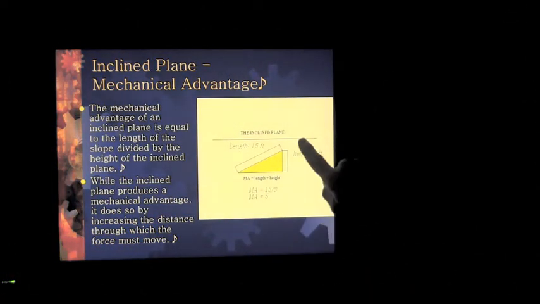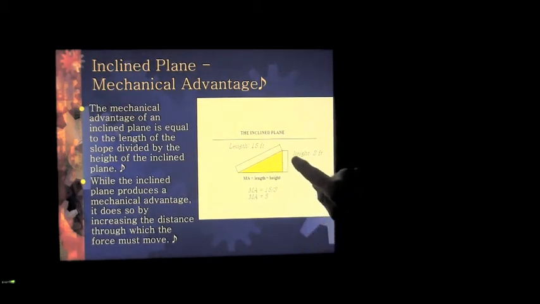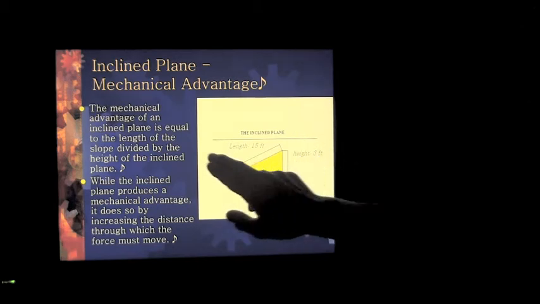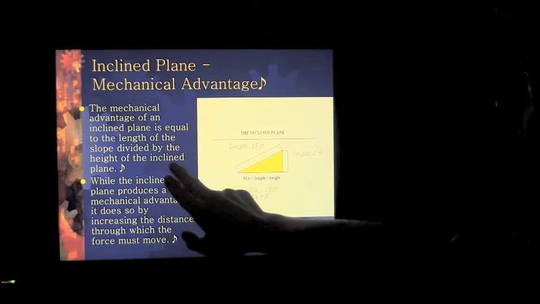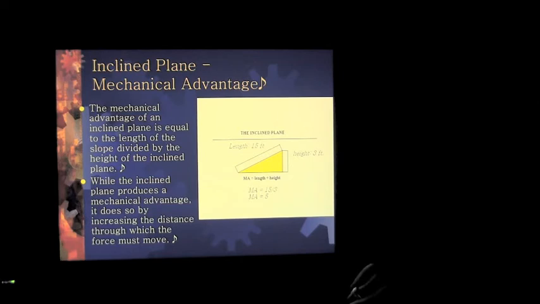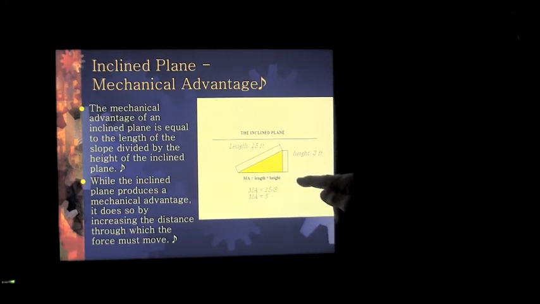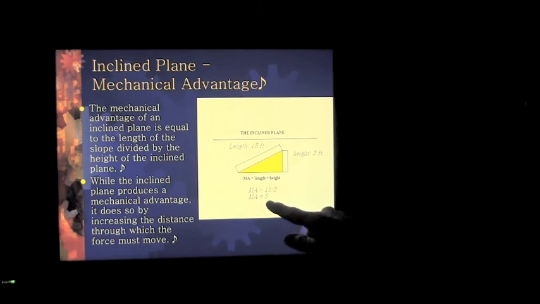So here we have an example of an inclined plane. This is the length, this is the height. The mechanical advantage of the inclined plane is equal to the length of the slope divided by the height of the plane. So in this inclined plane, the mechanical advantage would be 5, because the length is 15 feet, the height is 3 feet, the length divided by the height, 15 divided by 3, would equal 5, and that would be our mechanical advantage.